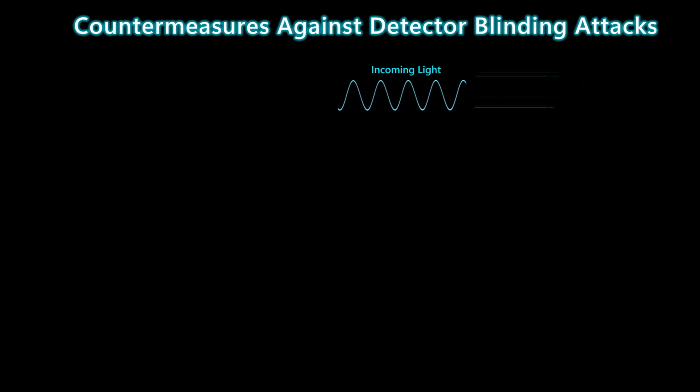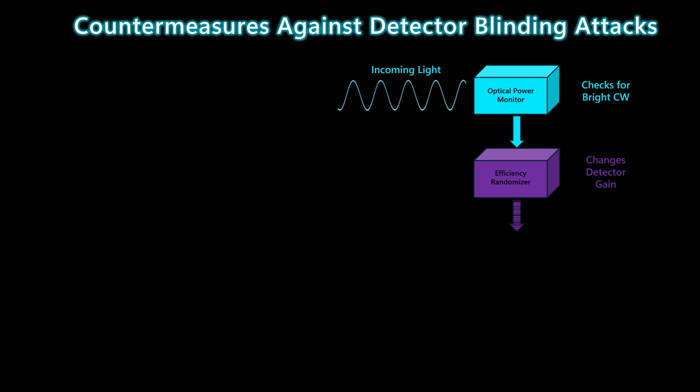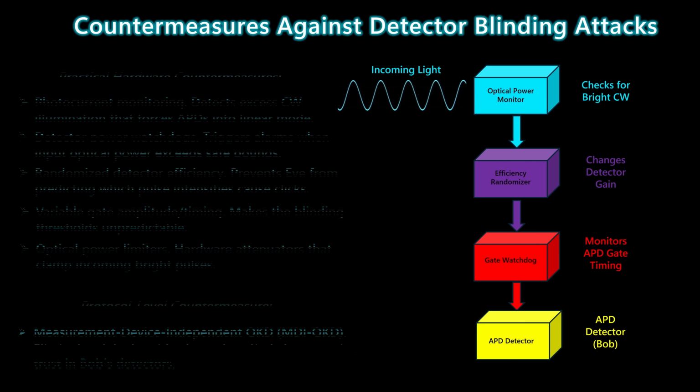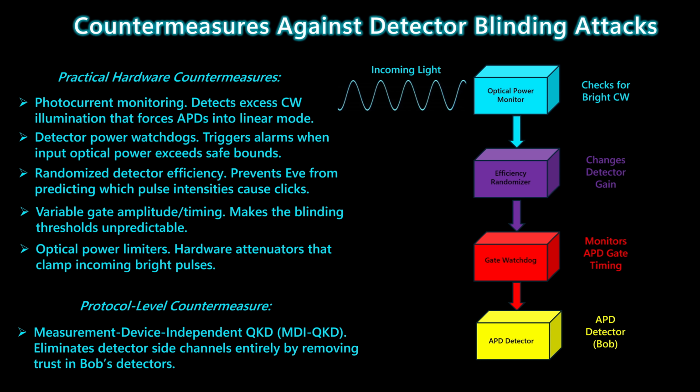The defenses against detector blinding focus on restoring honest quantum behavior inside Bob's receiver and preventing Eve from forcing the detectors into classical linear mode. The first layer is hardware monitoring. Photocurrent sensors continually watch the incoming optical power and can detect when a bright continuous wave signal is being used to blind the APDs. Power watchdogs reinforce this by triggering alarms whenever the input exceeds safe bounds.